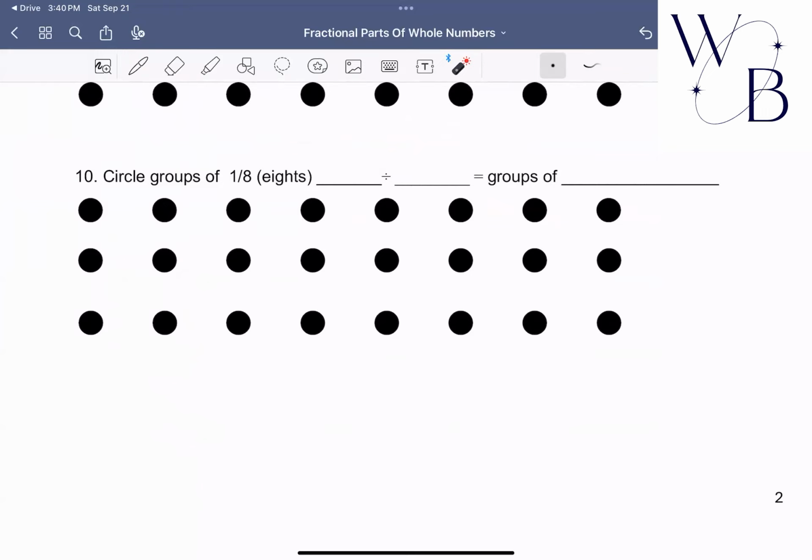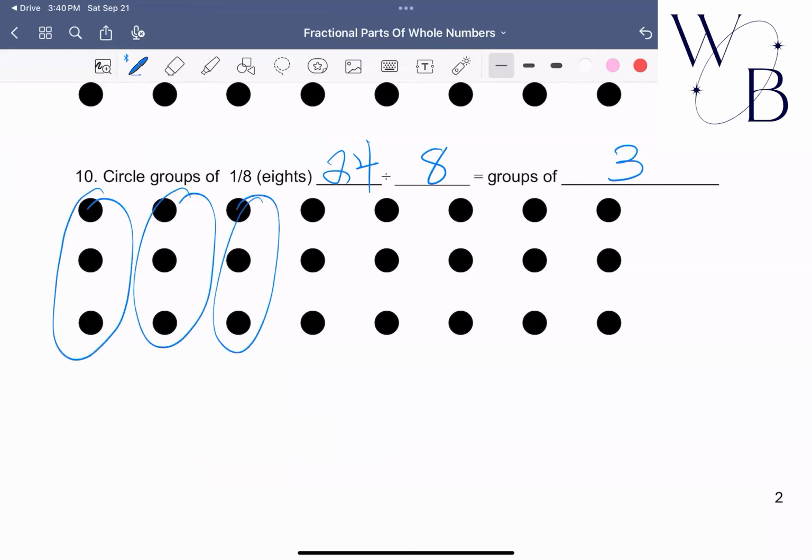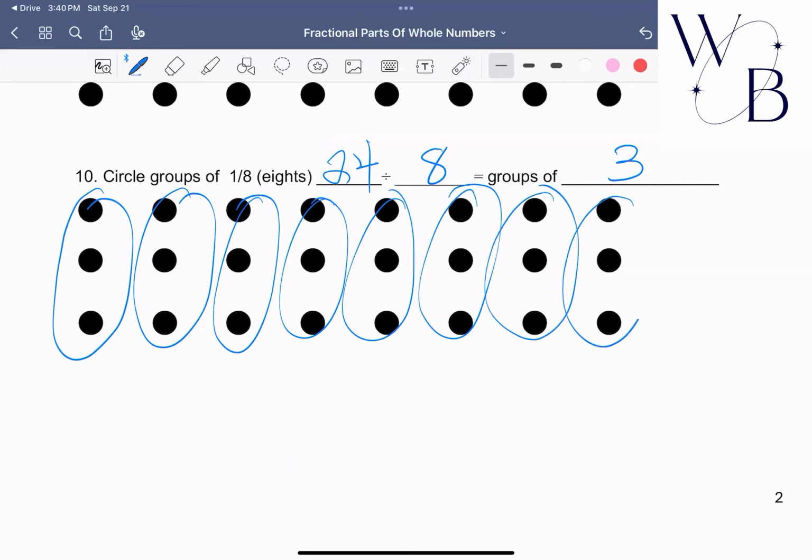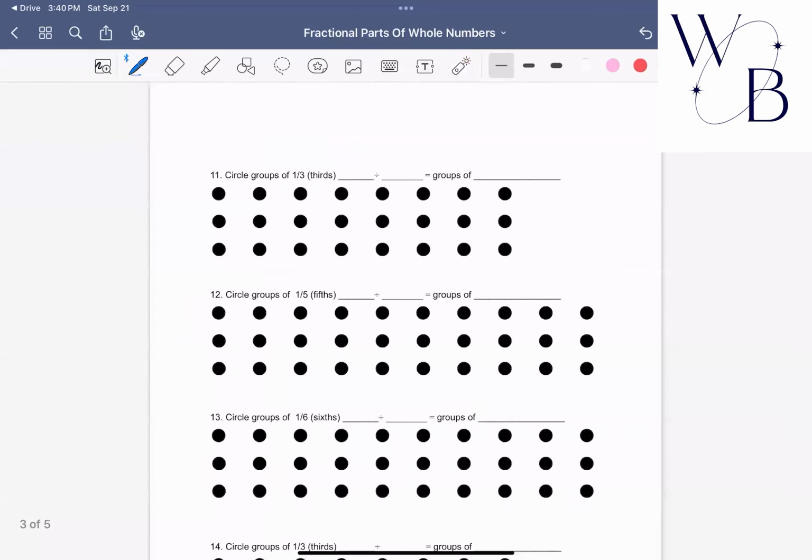Okay, so we have 8 going across, 3 going down, so 8 times 3 is 24. So we have a total of 24. And then we want 8. So we're going to divide everything by 8. So then we're going to have 24 divided by 8. We're going to have groups of 3. So I got 1, 2, 3, 4, 5, 6, 7, 8. Let's do one more together.